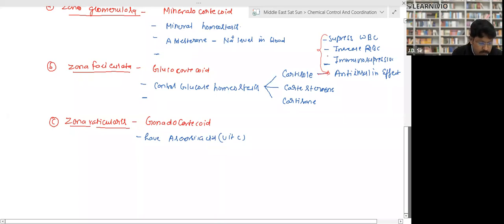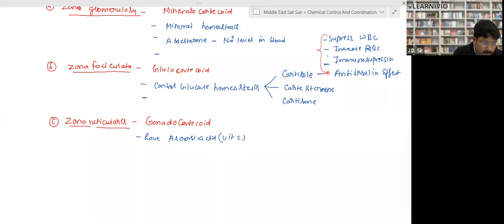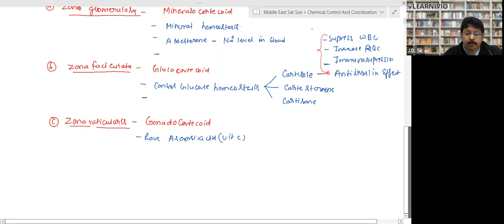Next. Put a star and note it down. Cortisol deals with stress. That's why this is called a stress hormone.